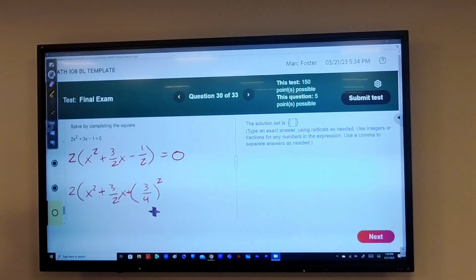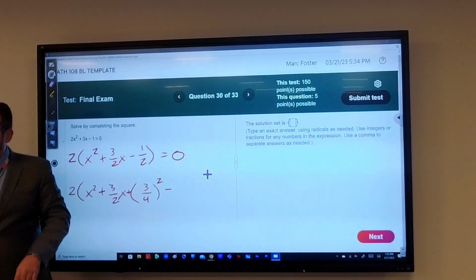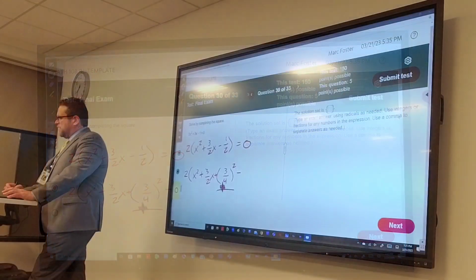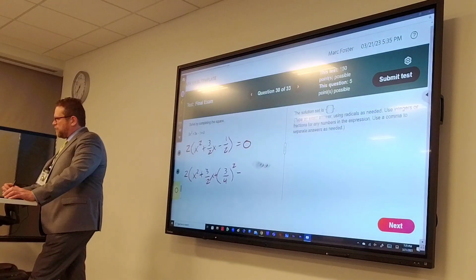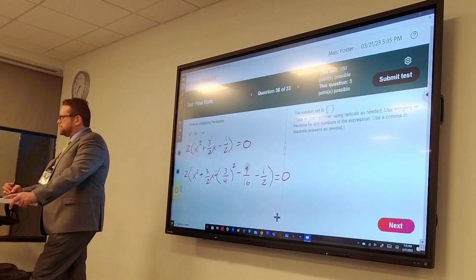Half of 3/2 is 3/4, and then I'm going to square it. And then I need to turn right around and subtract that 3/4 squared. But instead of writing 3/4 squared, I'm just going to figure out what it is. It's 9/16, right? So right here I've added 9/16, and now I should turn right around and subtract 9/16. And then I still have my minus 1/2, and this whole thing is equal to 0.